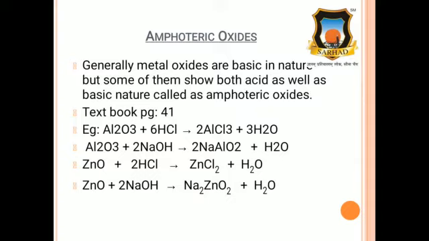In the similar way, zinc oxide plus hydrochloric acid forms zinc chloride plus water. Zinc chloride is the salt here. Zinc oxide plus NaOH forms sodium zincate, which is again the salt, and water. So here I have shown you about the amphoteric oxides.